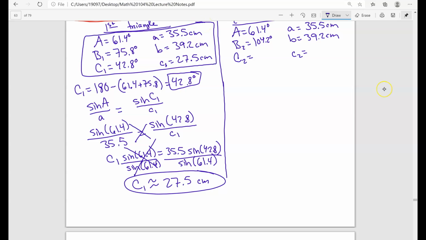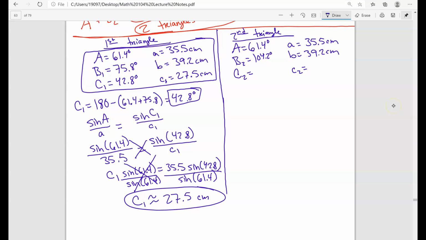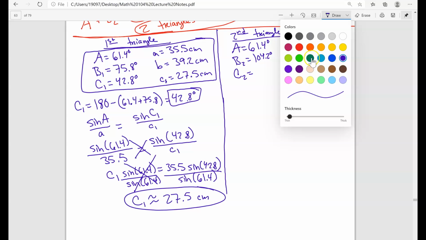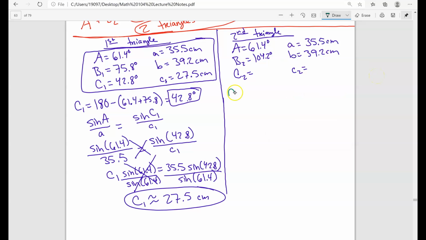But now we got to solve for the second triangle. Okay, so we're going to do exactly the same steps now. So let's do that in green. So C2 is going to be 180 minus the sum of these angles, which is 61.4 and 104.2. Okay, so it's going to be 180 minus 61.4 plus 104.2. So I get 14.4 degrees.